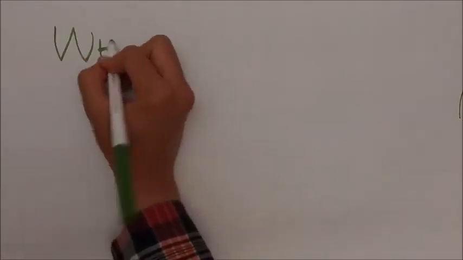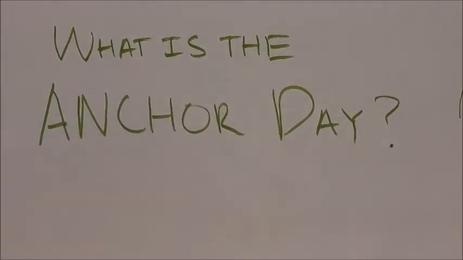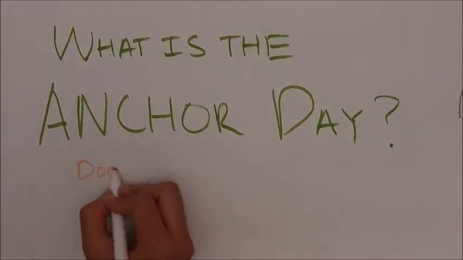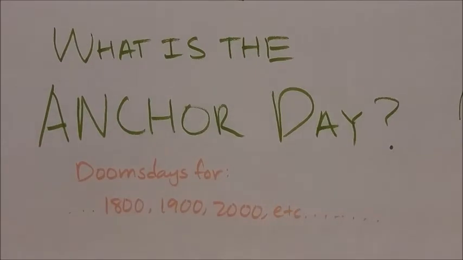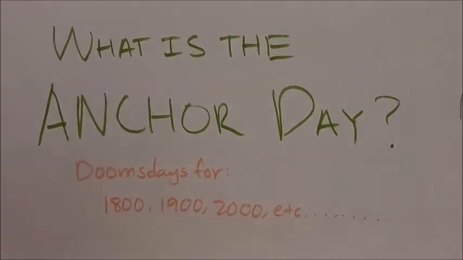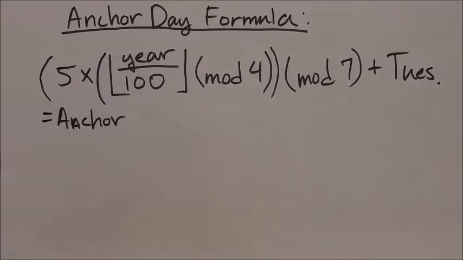Now what is the anchor day? As you saw before, the calculation for Doomsday involves an anchor day. Simply put, the anchor day is merely the day of the week of the Doomsday of the first year in a century, so 1800, 1900, 2000, etc. Now, there does exist a formula to calculate a century's anchor day.